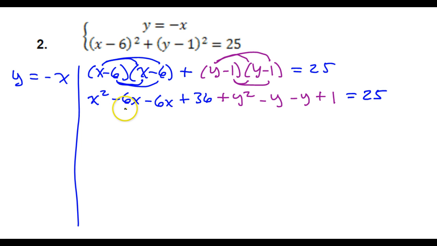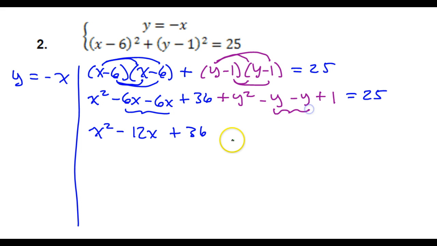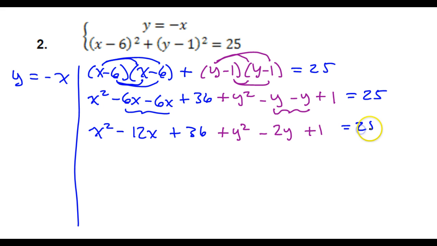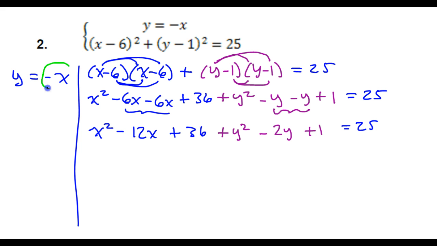Okay, we have like terms here, so this is going to make x squared minus 12x plus 36. And we have like terms here, so this is going to make y squared minus 2y plus 1. And then that's equal to 25. So it's time to do our substitution. We know that y equals negative x. y is already by itself.